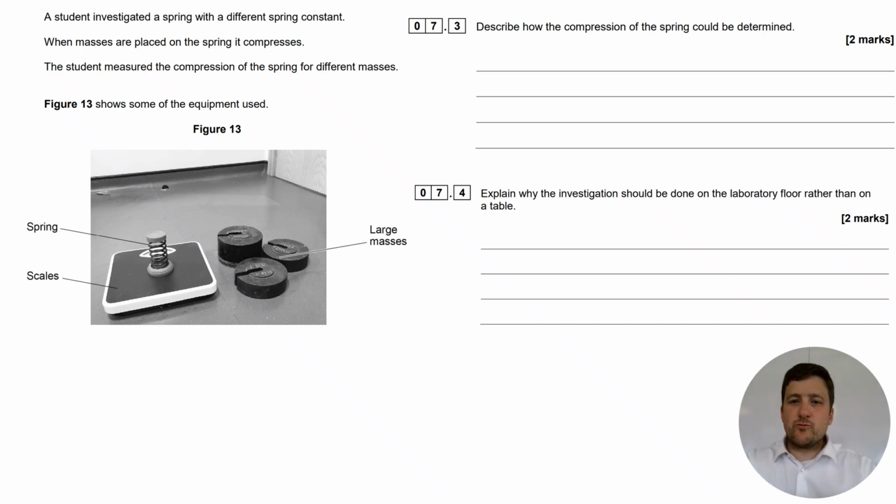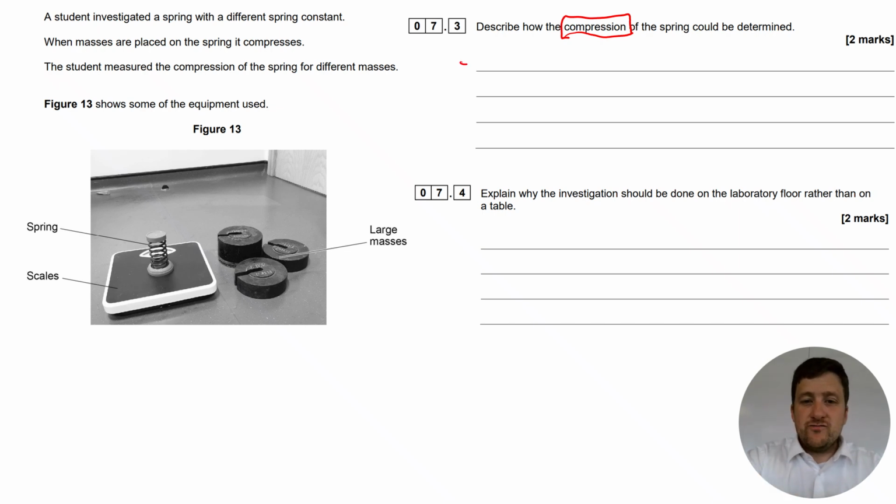Okay, describe how the compression of the spring could be determined. Now, this is an interesting one because they're talking about compression of a spring, not extension of a spring. In your required practical for this topic, it is all about the extension of a spring, and this is compression. It's very similar though. In fact, it's the same method, just the spring is going to get smaller or shorter in length rather than longer in length.